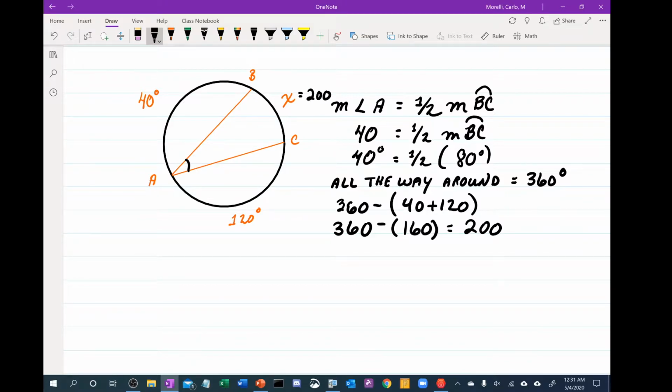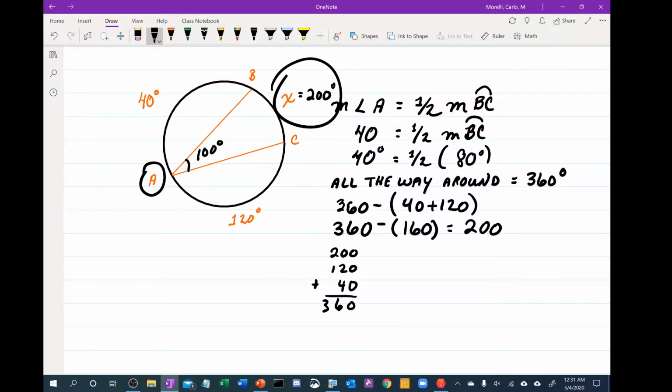And let's make sure that makes sense. So they have to all add up to 360. So if x is 200, we have 200 plus 120 plus 40 has to add up to 360. Does it? Yes, it does. So if x is 200, what's the measure of angle A? Well, it has to be half of this arc length. So if the measure of arc BC is 200 degrees, then A has to be half that. So A would have to be 100 degrees. Okay? So let's keep all that in mind as we move into our problems.